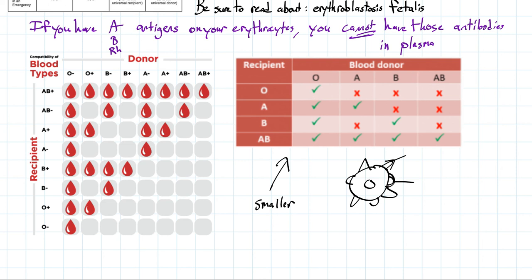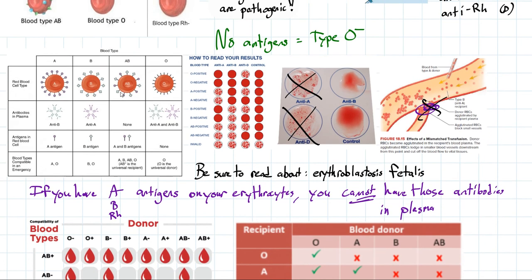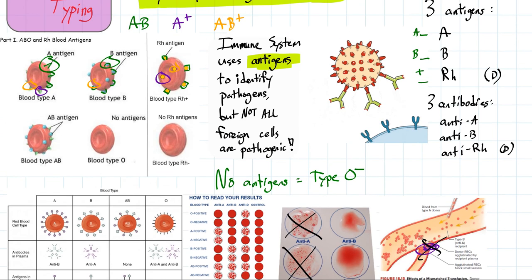So study that chart, and not just the chart, but also make sure that you can explain all of this in terms of antigens and antibodies. Those are the key concepts.